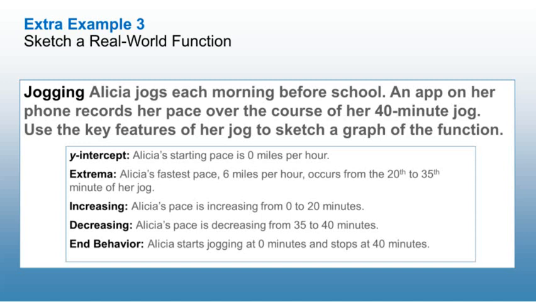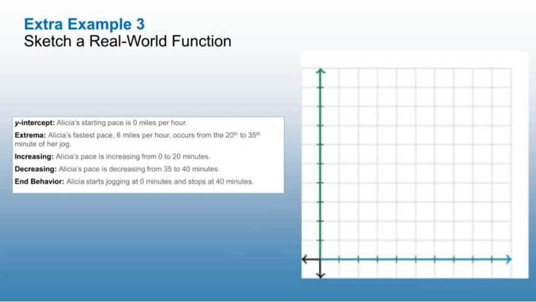Alicia's pace is increasing from 0 to 20 minutes. It's decreasing, and she's getting slower from 35 to 40 minutes. The end behavior: Alicia starts jogging at 0 minutes and stops at 40 minutes. So now let's go to our coordinate plane so we can graph them. For our axes, we're going to have the x-axis as time, and our y-axis is going to be the pace.